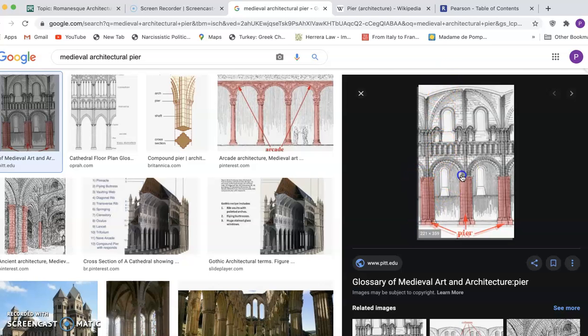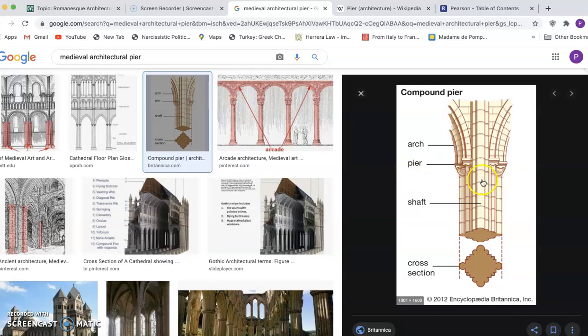So this diagram right here is showing you in the red that these are piers. Notice that they are not now rectangular, because they are what are called compound piers, which means there's a rectangular, massive stone vertical that's been supplemented with what are called engaged columns.